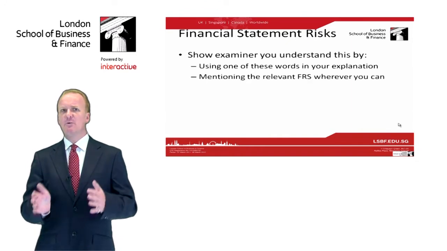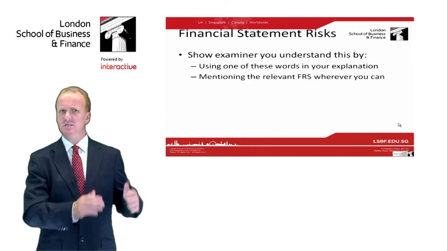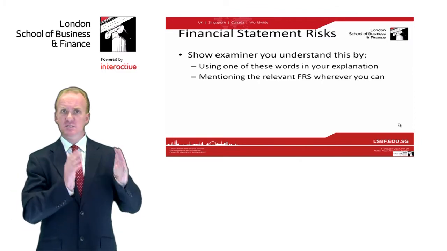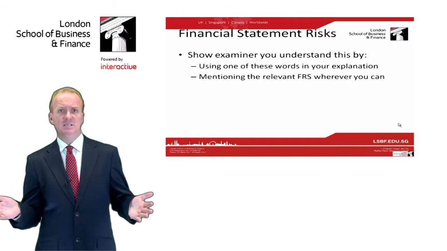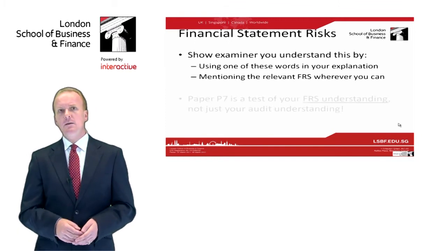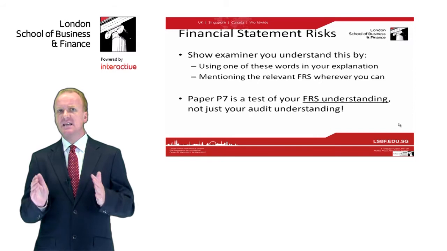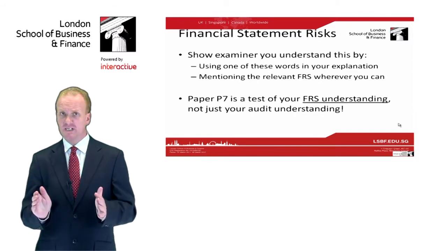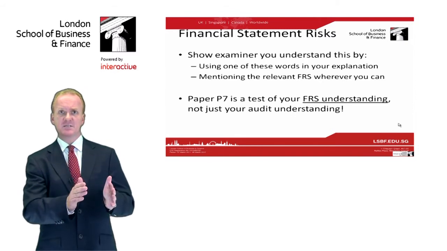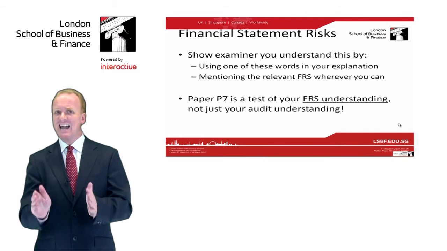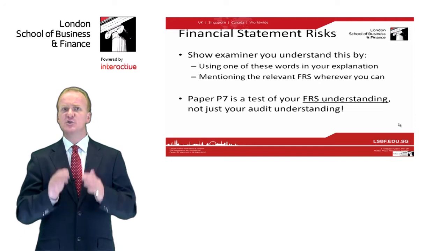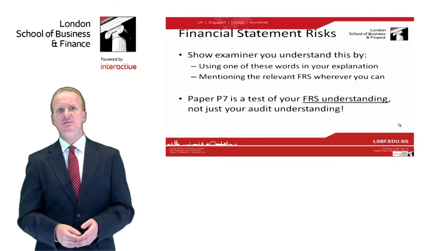And if we're talking about material misstatements in a set of financial statements, surely there must be at least one accounting standard that is relevant to your argument. So mention the accounting standard. Don't leave it out. You need to understand that the P7 exam is not just about testing your audit understanding. It also tests your understanding of the accounting standards, because a good auditor cannot check a set of accounts if the auditor doesn't understand the accounting standards that should have been followed in preparing those accounts.